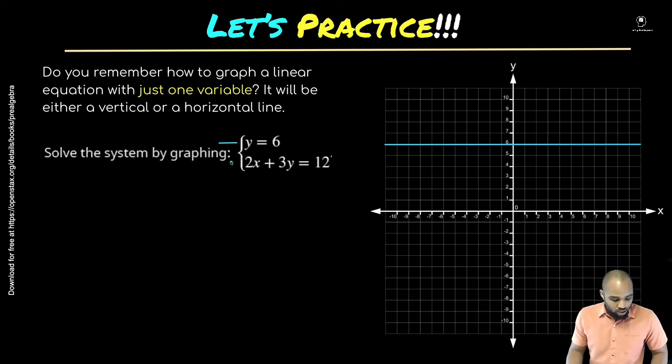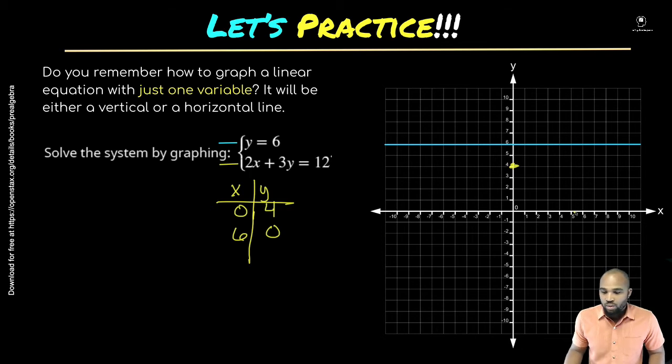Now what about this next one? We'll make this our yellow. So I see this is in standard form, and because 2 and 3 are factors of 12, it's going to be easy for me to find the x and y intercepts. So I'm going to say this is x, this is y. And what if x was 0? That'd be 2 times 0. 3 times what would give me 12? That's 4. If y was 0, 2 times what would give me 12? That'd be 6. So 0, 4, and 6, 0.